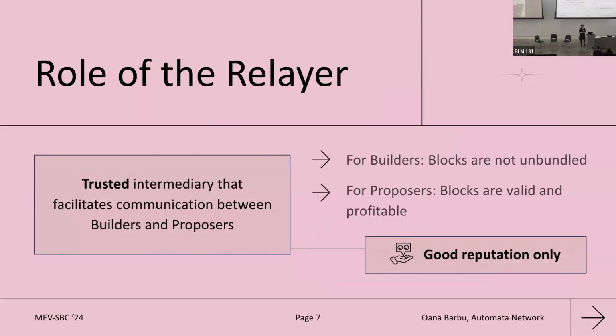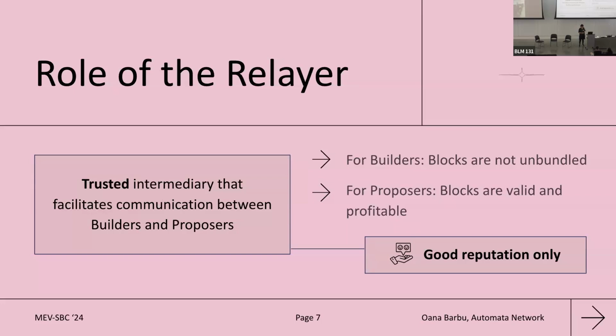But before that, I want to go to another factor that influenced some decisions in our designs, the relayer. So the relayer is a trusted intermediary that facilitates the communication between the builder and the proposer. And it has to be trusted by the builder to not unbundle their block, and it has to be trusted by proposers to pick the most profitable block that's also valid.